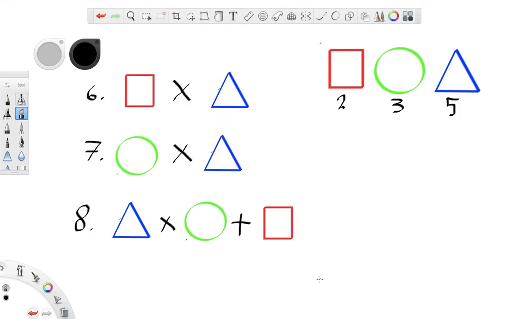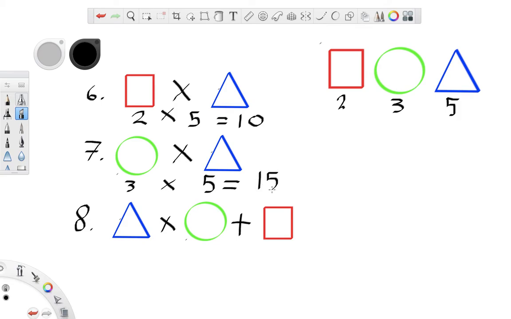So again, we have more examples that we can work through. So question 6 is the red square times the blue triangle. So the red square is 2, and we're multiplying that by the blue triangle, which is 5. So 2 times 5, which is 10. Question 7 is the green circle, which is 3, and that's multiplied by the blue triangle, which is 5. So 3 times 5, which is 15.